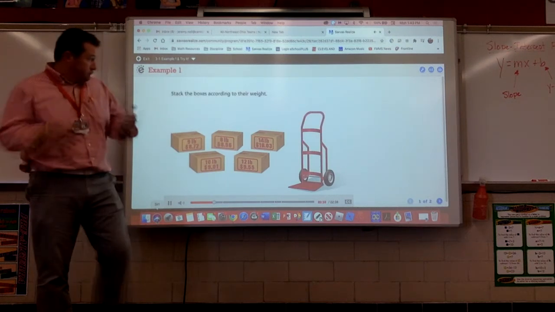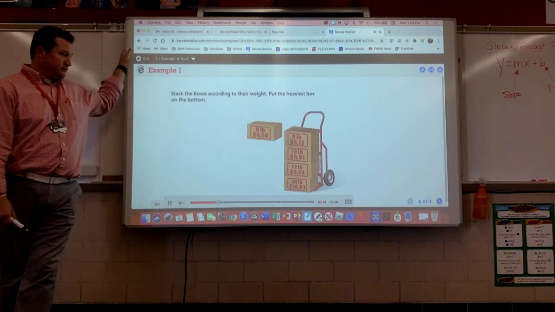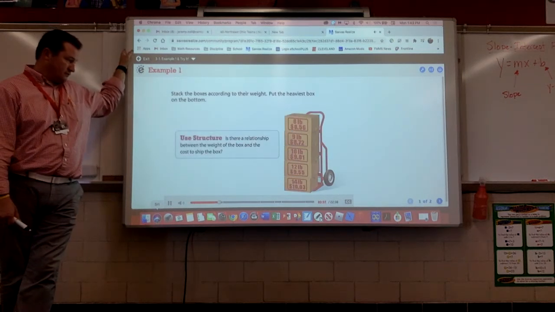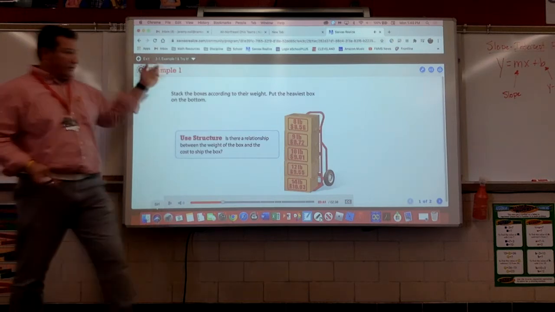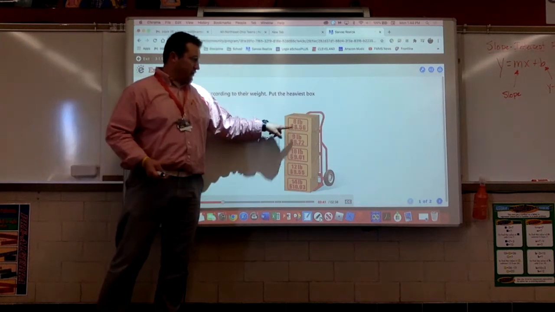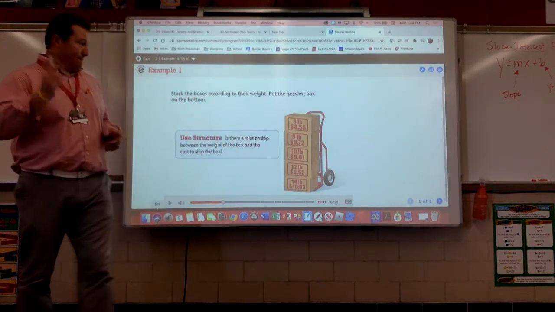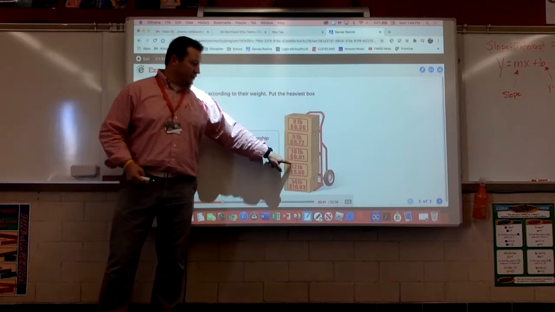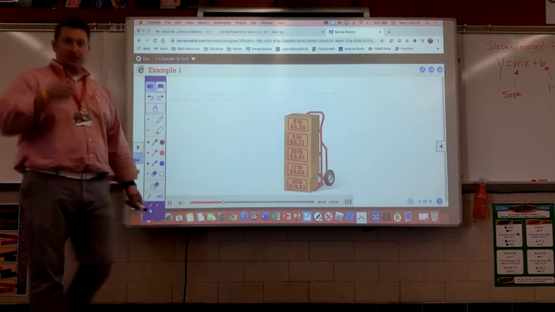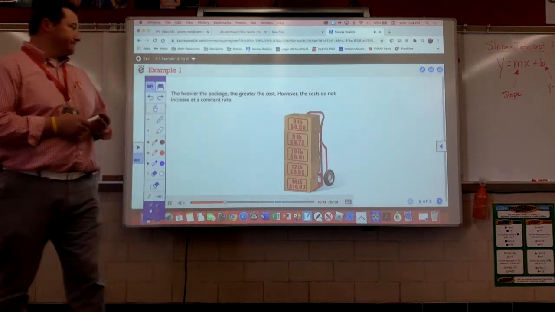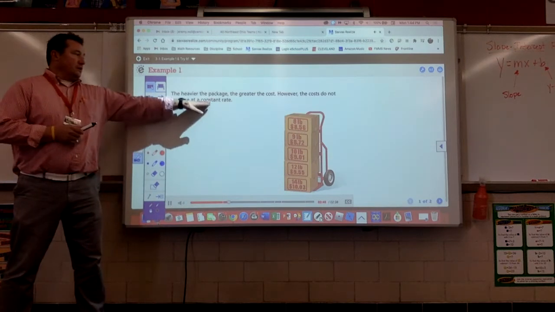You can begin by stacking the boxes according to their weight. Put the heaviest box on the bottom. Is there a relationship between the weight of the box and the cost to ship the box? What do you guys think? Is there a relationship here between the weight and the amount that we pay to ship it? I see one. I do too, guys. As the weight increases, what happens to the amount that we spend to ship it? Goes up as well. The heavier the package, the greater the cost. There you go. That makes sense. However, the costs do not increase at a constant rate.